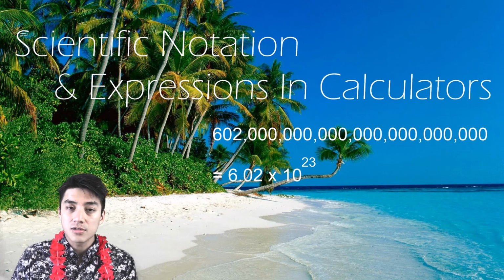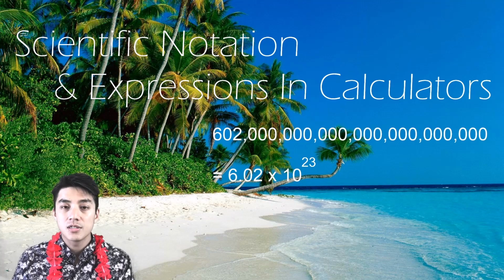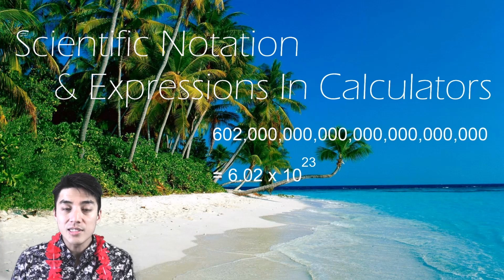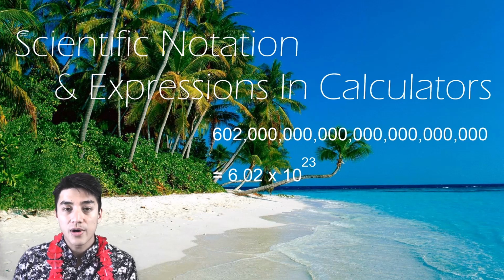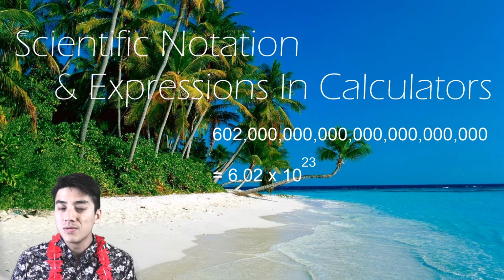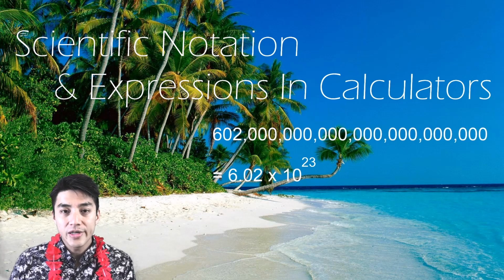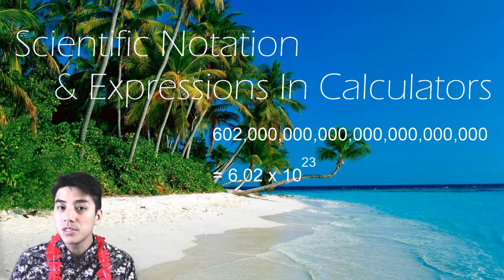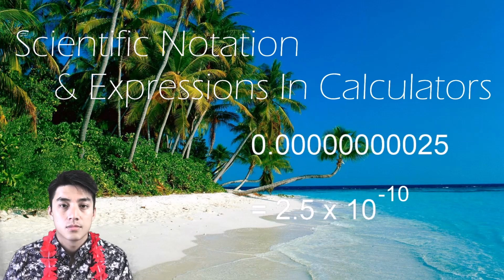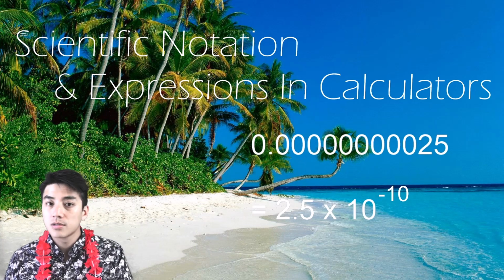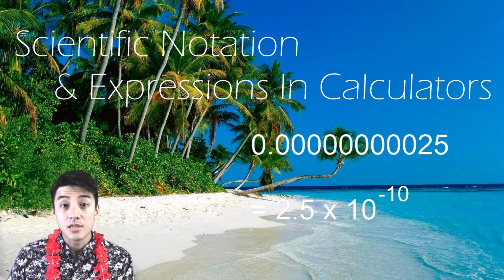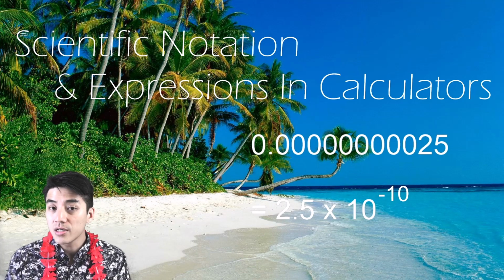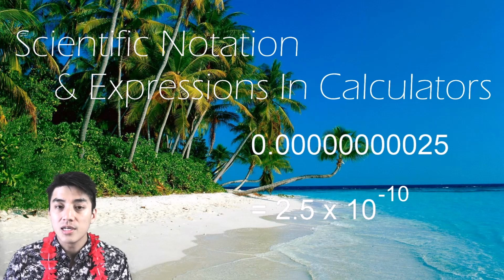Scientific notation is extremely convenient because it allows a mathematician or scientist to express really big numbers or really small numbers in an easy to understand way. Take the number to the right, for example. That's very cumbersome to count all the zeros, but instead you can use scientific notation and condense that number and just call it 6.02 times 10 to the 23rd. Or instead of saying 0.00000 whatever 25, you can just say 2.5 times 10 to the negative 10. It's a lot more convenient to express really big or really small numbers in this case using scientific notation.